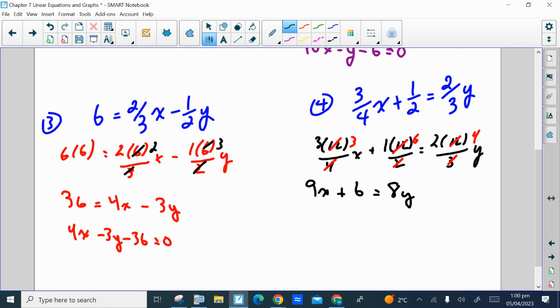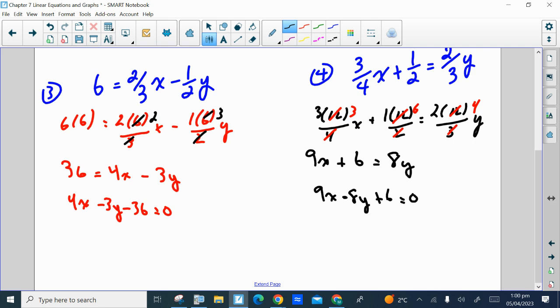Question, Jan? So what do you do next? Right. And remember that the y term is the second term. The order is x, then y, then number, and you want the x term to be positive. So now it's in general form. So it's the same equation as the original one, it's just in a different form, that's all. Same equation.